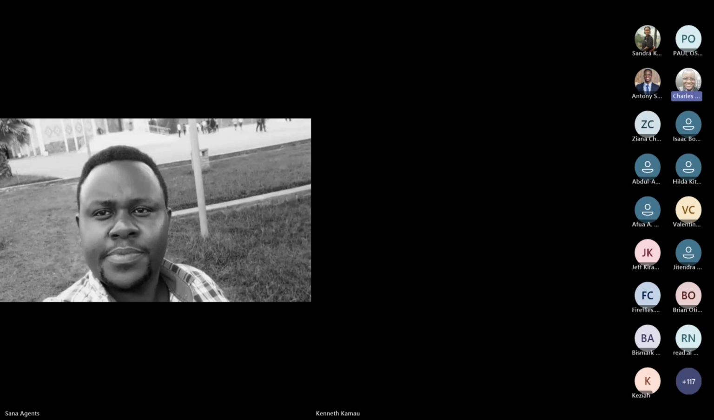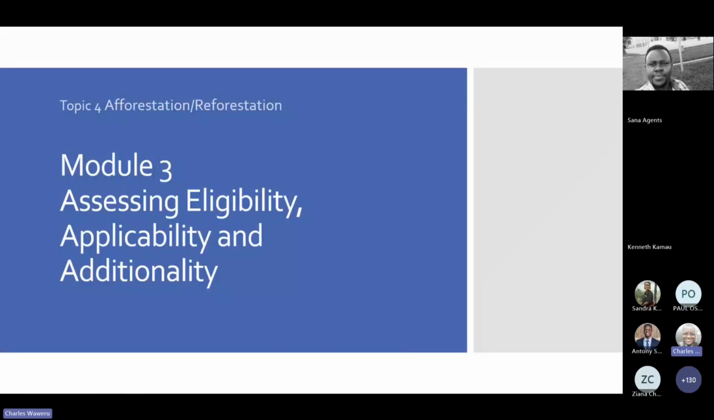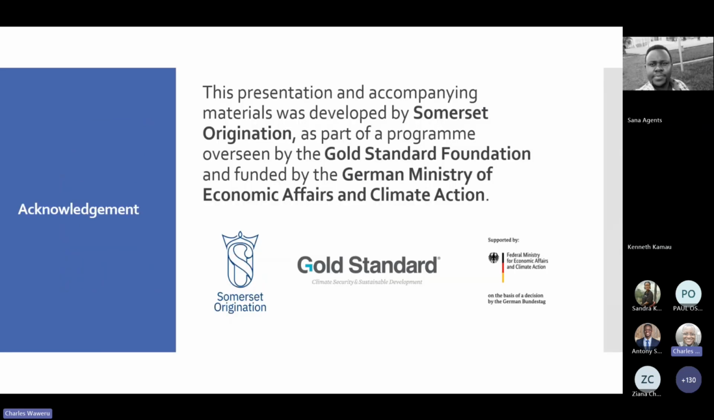Now proceed to module 3, which is basically assessing the eligibility, applicability, and additionality. As I mentioned earlier, you must make sure that your project is in line with the different standard documents for the Gold Standard. And also, most importantly, you select the most appropriate methodology. For the case of ARR projects, I have posted in the chat the applicable methodology from the Gold Standard that will be used for ensuring you can address the eligibility, applicability, and additionality concerns of the AR carbon project development.